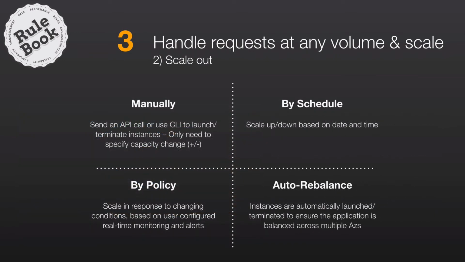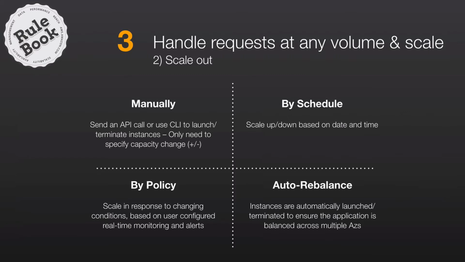What some people don't know is there are actually several ways that you can drive auto-scaling. The most commonly known is by policy, where you might scale in response to changing conditions based on user configured monitoring and alerts. But you can also do this manually with an API call. You can do it by schedule, where you add or remove instances at a certain time of day or on a certain day of the week. And you can also automatically rebalance. This will take care of automatically relaunching or terminating instances to make sure that your application is balanced across multiple availability zones, or AZs. We'll take a look at real-world examples of each of these just now.